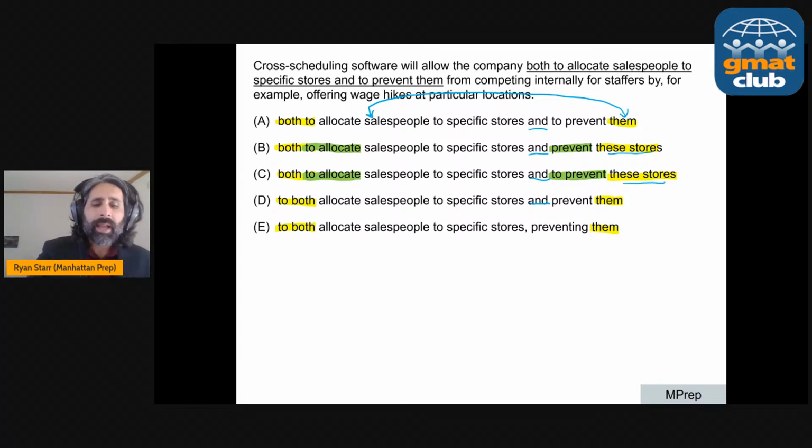To allocate and to prevent, that's a really, really good match, right? To allocate and just prevent, not such a good match there, right? Though, to be fair, to both allocate and prevent, even though I'm highlighting it in red, would have been okay. D is good from a parallelism point of view. One of the things you find with parallelism is you can often do it two different ways and still be successful. But D, of course, has that pronoun issue with the them.